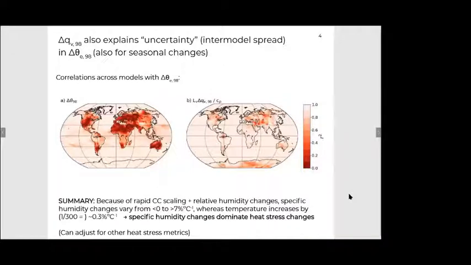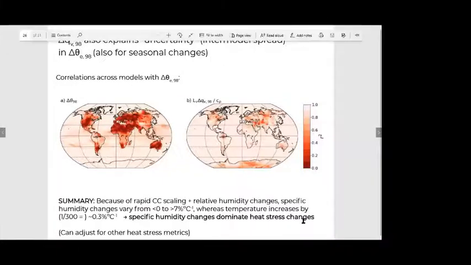Okay, thank you. Thanks so much, Nick. I don't think there's any questions in the forum at the moment, actually. Oh, there is one, actually. Colin Jones wants to ask if there's a diurnal cycle to the specific humidity changes. How important are nocturnal changes in heat stress?